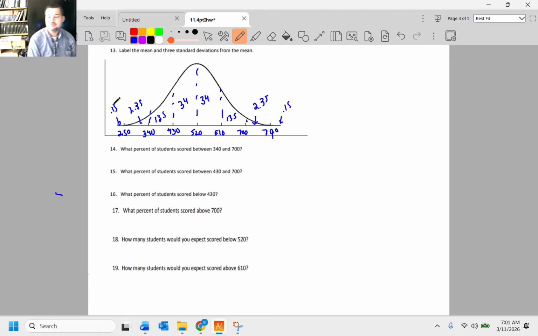Now, what percent of students score between a 340 and a 700? My eyes real quick are telling me that's 2 standard deviations. It's all of that. 2 standard deviations of the mean is 68%.